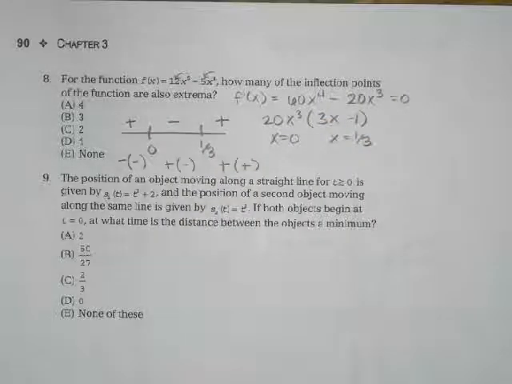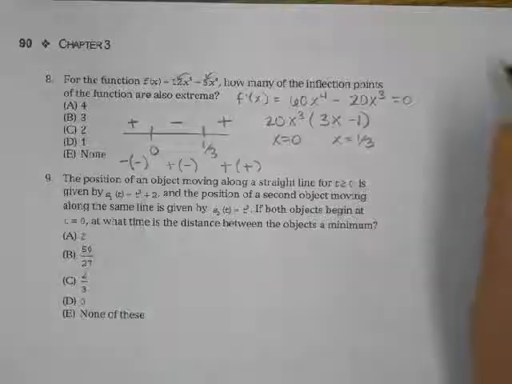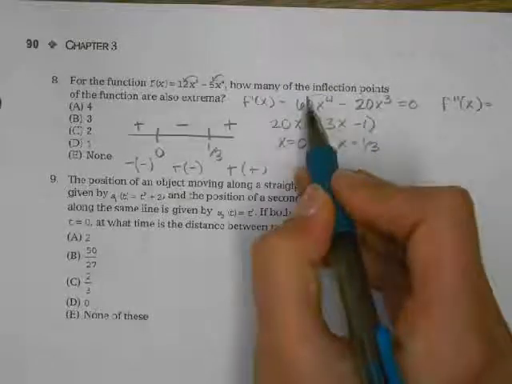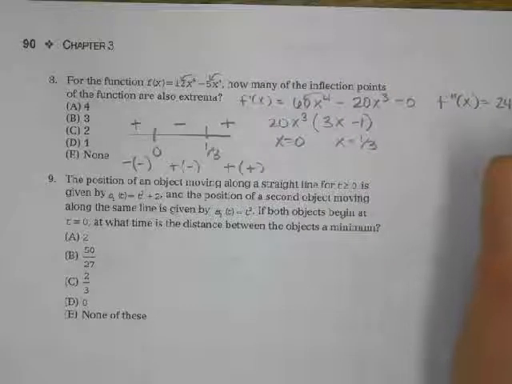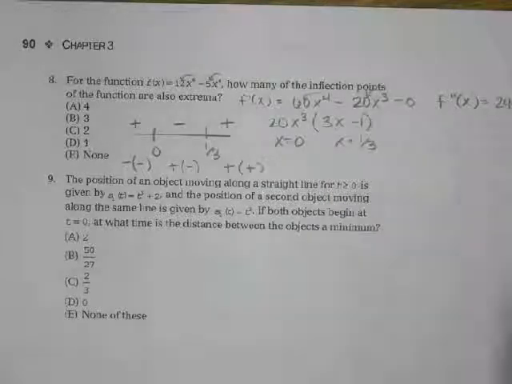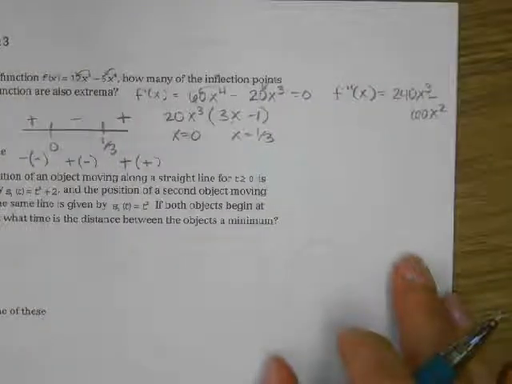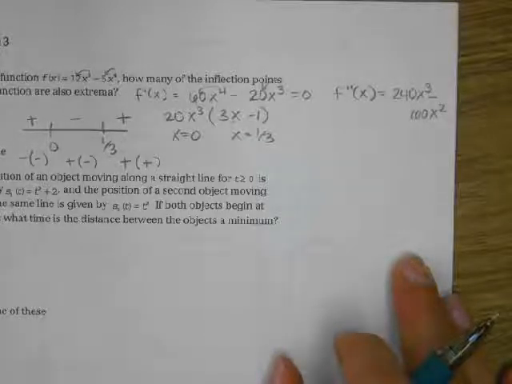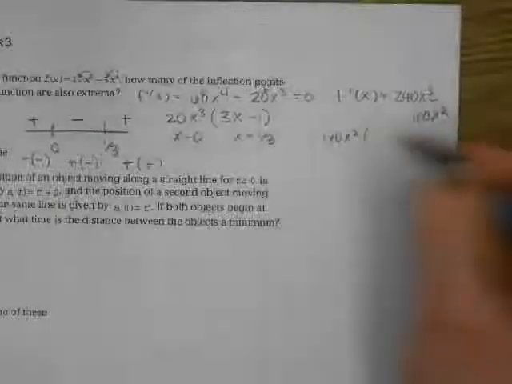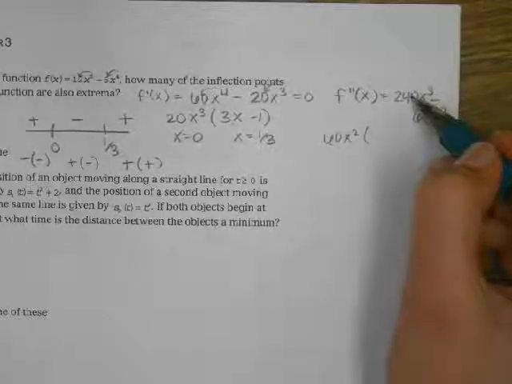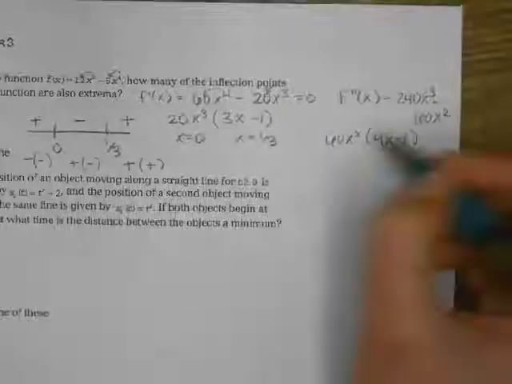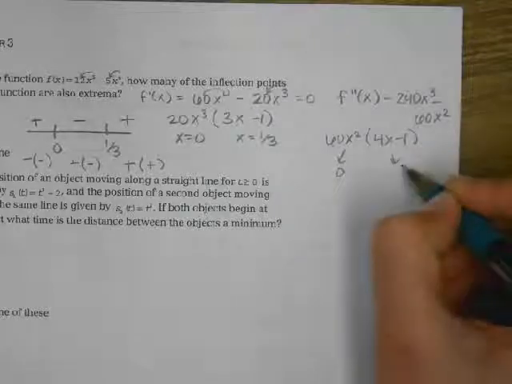Okay. Now I got to find my second derivative. So my second derivative is 240x to the 3rd minus 60x squared. For me to set that equal to 0 and factor it to solve it, I'm going to see that 60x squared is my GCF. 240 divided by 60 is 4x minus 1. So I have 0 and I have 1/4.